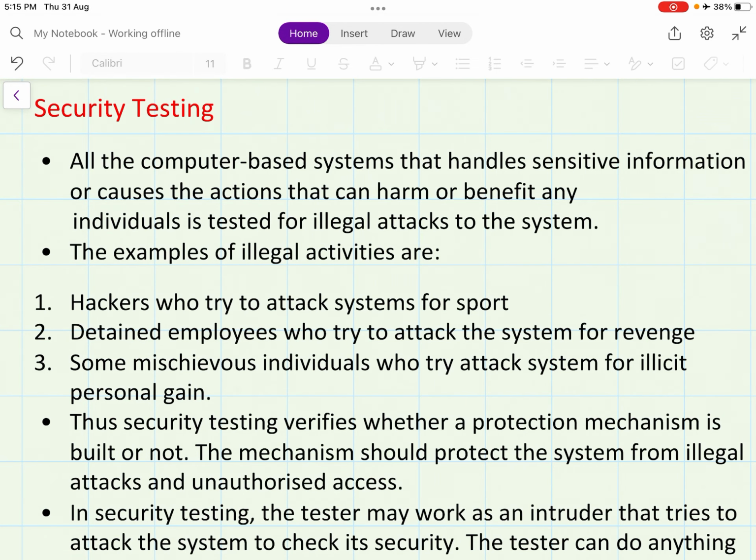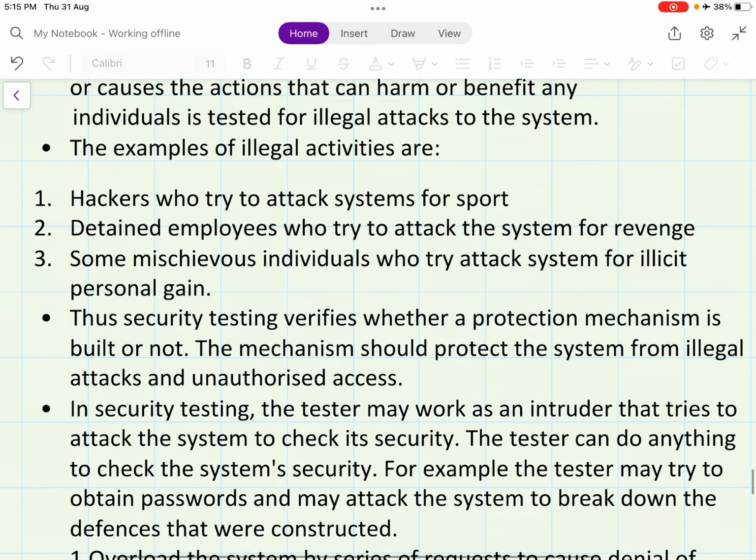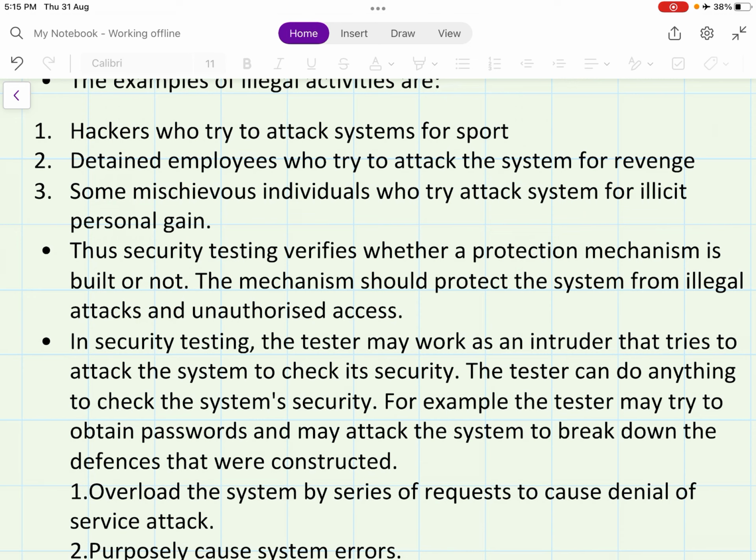Security testing. All computer based systems that handle sensitive information or cause actions that can harm or benefit individuals are tested for illegal attacks on the system. Examples of illegal activities are hackers who try to attack the system for sport, disgruntled employees who try to attack the system for revenge, and mischievous individuals who try to attack the system for illicit personal gain. So hackers can attack, and disgruntled employees, that means a person who has been dismissed by the company and wants to take revenge on that company.